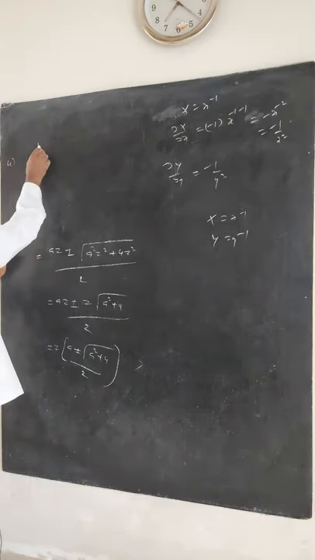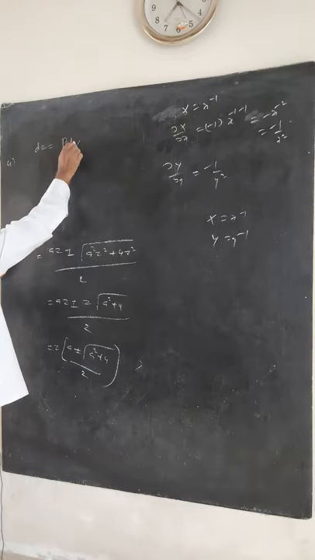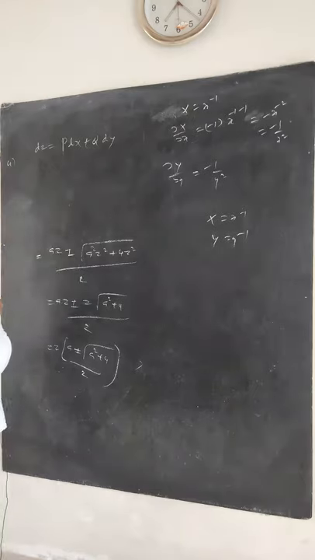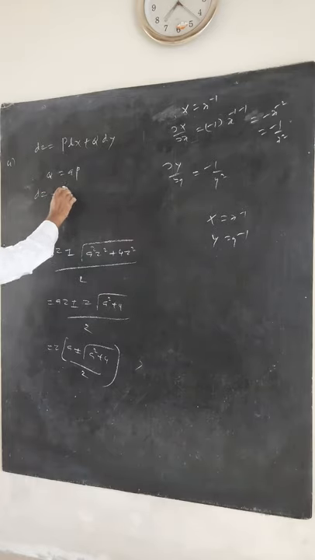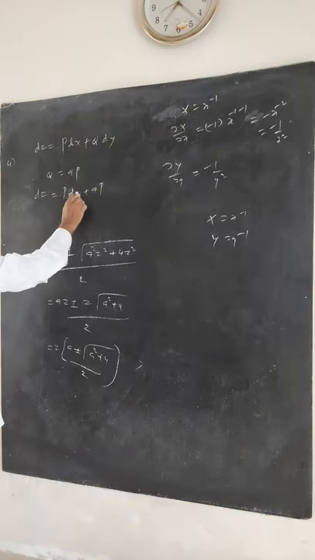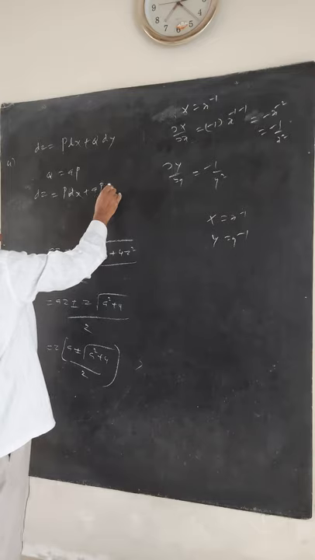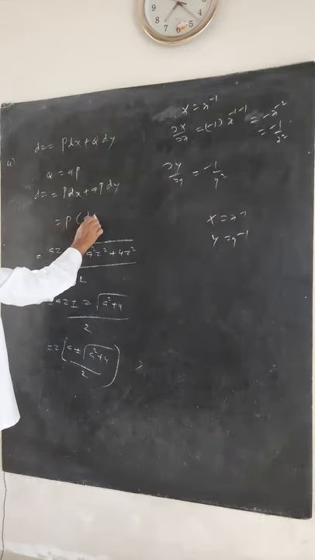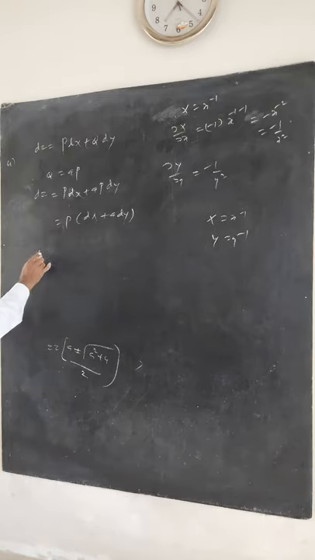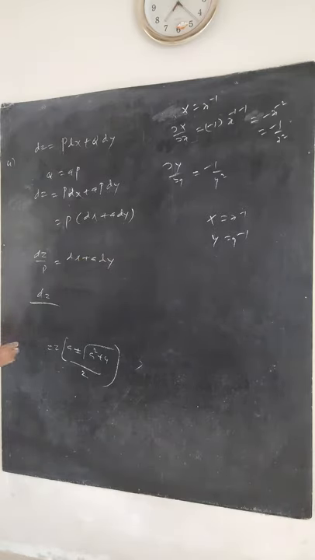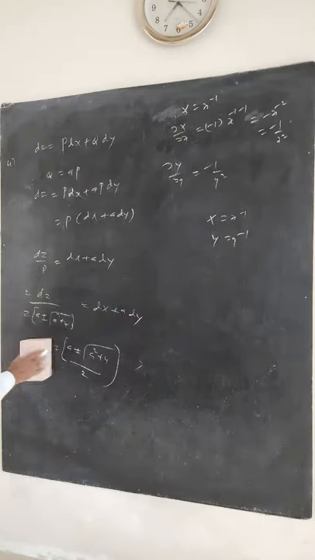Applying in dz equal to capital P dX plus capital Q dY. Q equal to aP. dz equal to P dX plus aP dY. Taking P out, dx plus a dY. dz by capital P equal to dX plus a dY. dz equal to z into a plus or minus root of a square plus 4 by 2, 2 comes up, equal to dX plus a dY.